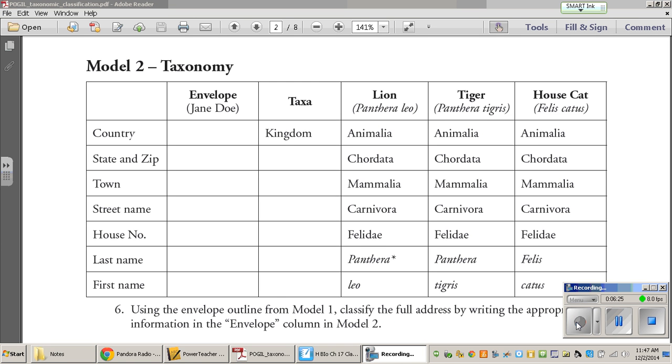All right, number 7, use Linnaean taxonomic grouping. Which two of the three cats in Model 2 are closely related? What did you guys say? Lion and tiger, because they have the same everything until species, right? They have everything the same down even to the genus. Their species just makes them different.